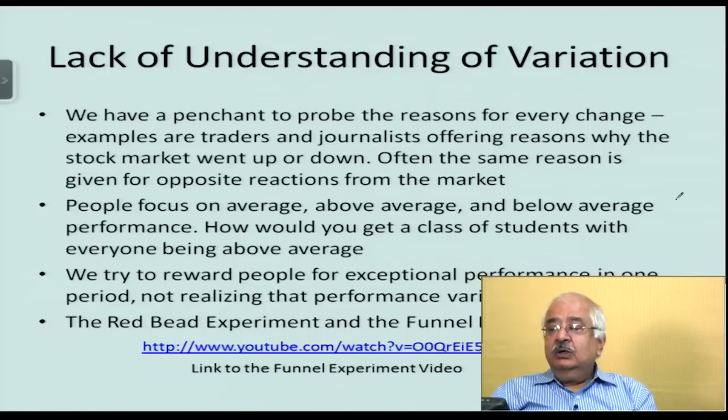The other thing with regard to variation is that people focus on averages and below and above average performance. The sad part is that people fail to understand or somehow forget the basic statistics that when you have a system with averages, about half of the points are going to be above the average and half are going to be below average. So when you talk about a below average performance, does it necessarily mean poor performance?